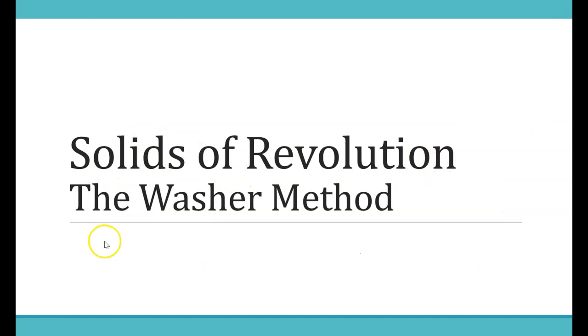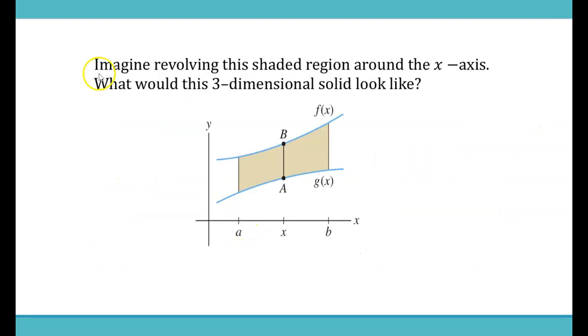Solids of revolution, the washer method. Take a moment to imagine revolving this shaded region around the x-axis. What would this three-dimensional solid look like? So we're talking about this region here in quadrant 1, bounded on the x-axis between a and b, and between these two functions f of x and g of x.